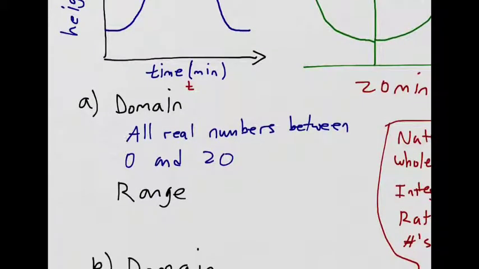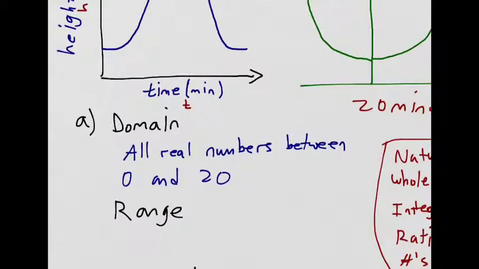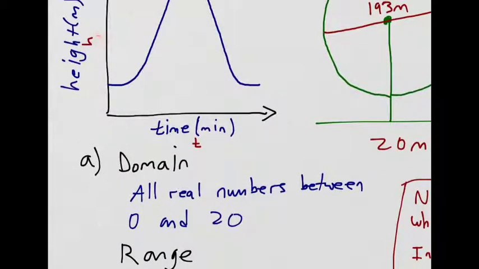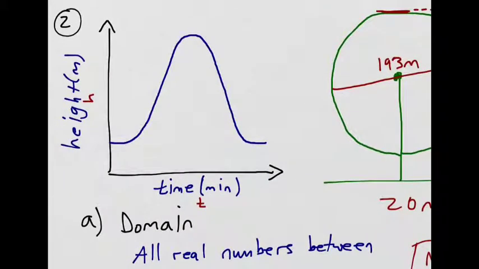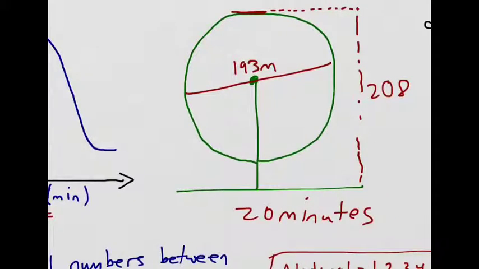Range. Okay? This is represented by the variable h. Just think about the numbers that h could be, right? Could it be negative? Could it be positive? Could we have fractions, decimals? Could it be 0? Well, let's go back to our picture here. What's the highest that a person can go on the Ferris wheel? Well, 208 meters off the ground, right? What's the lowest that person can go? Down here. What's this height right here?